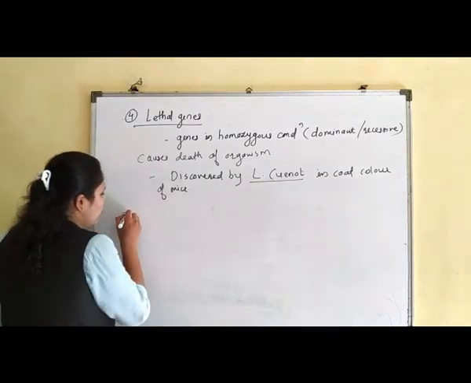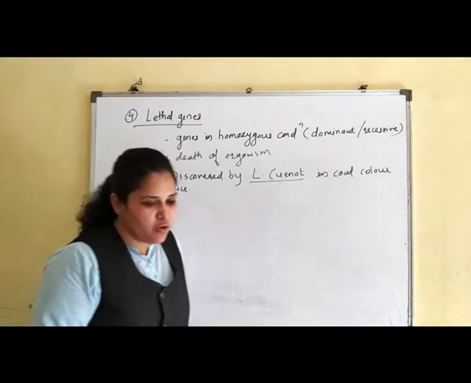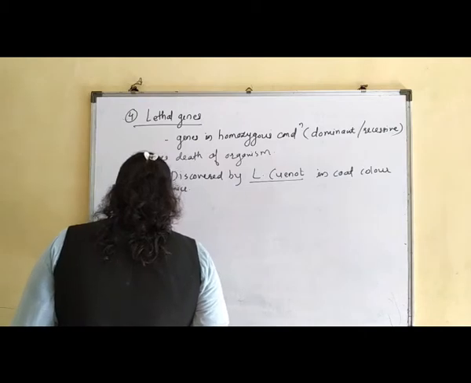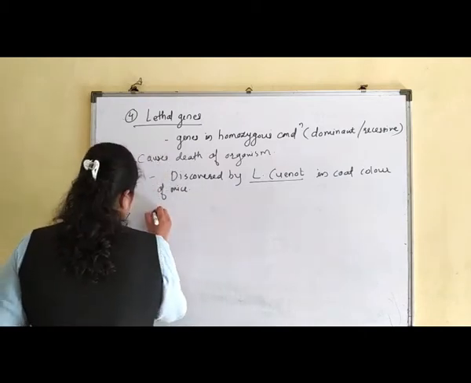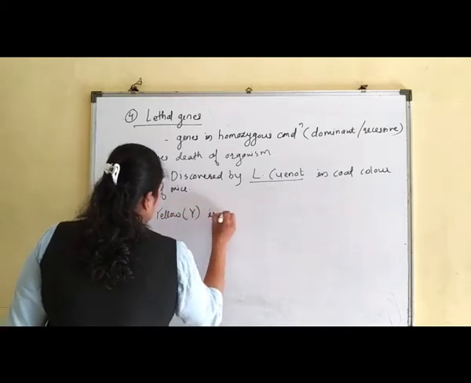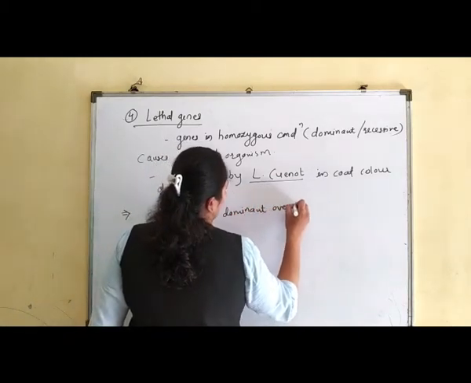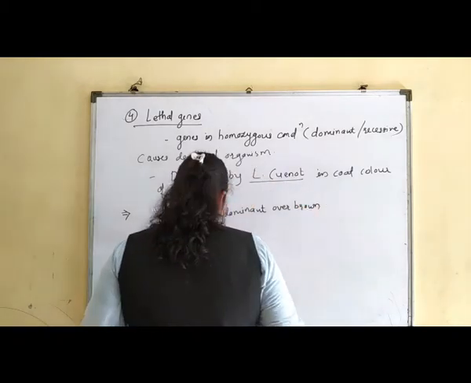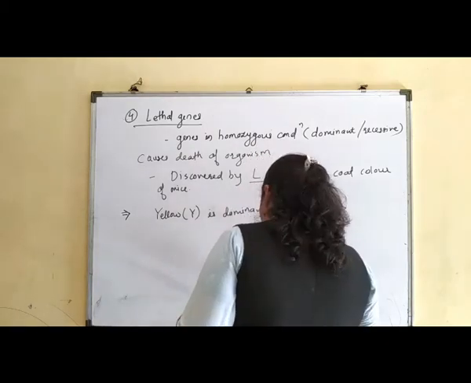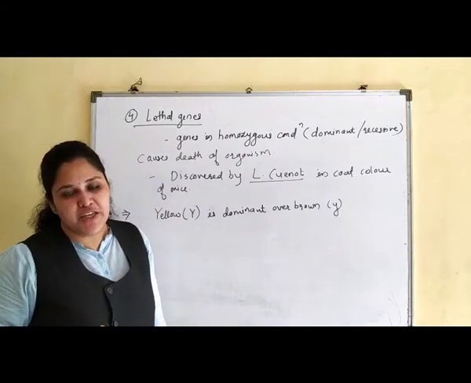Fine. Now here what happened? In case of coat color in mice, the gene for yellow coat color is dominant over brown or black. So yellow, capital Y, is dominant over brown, which is regulated by small y. Here the yellow gene is lethal. So homozygous yellow mice are not found in the population.